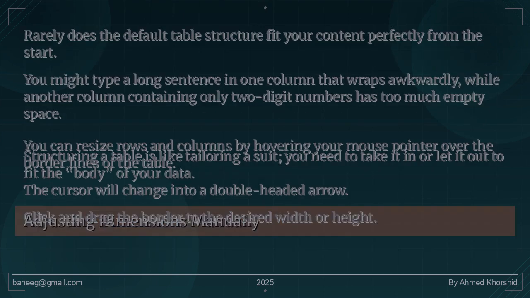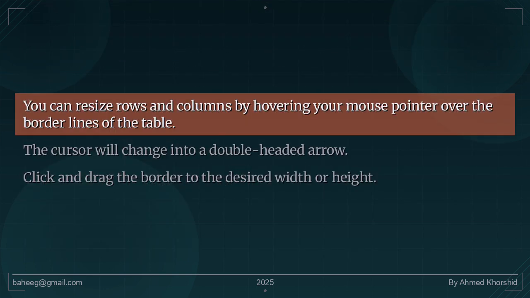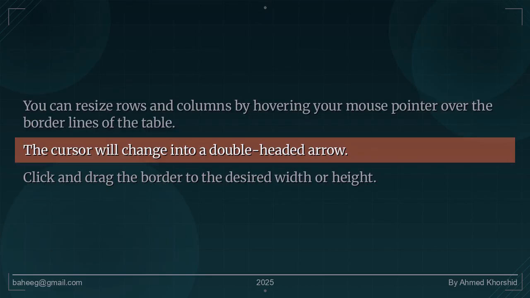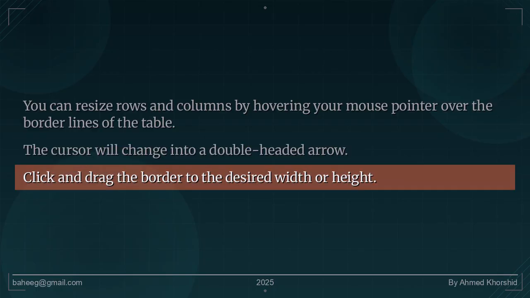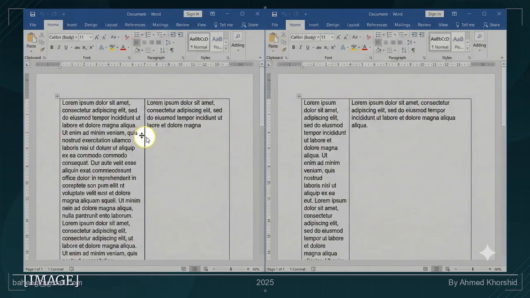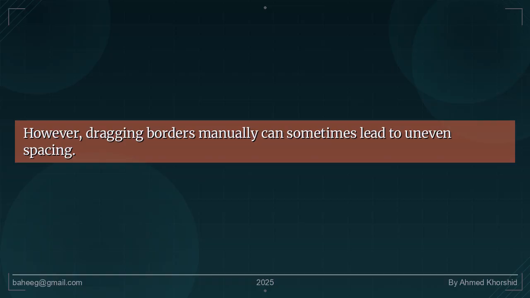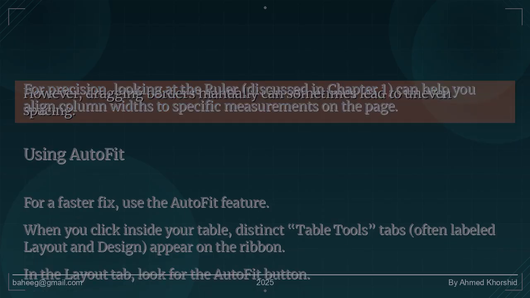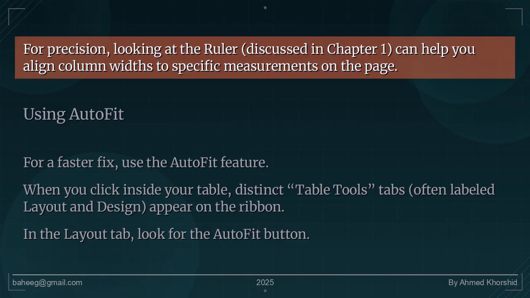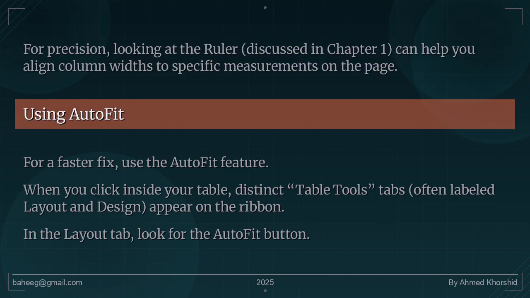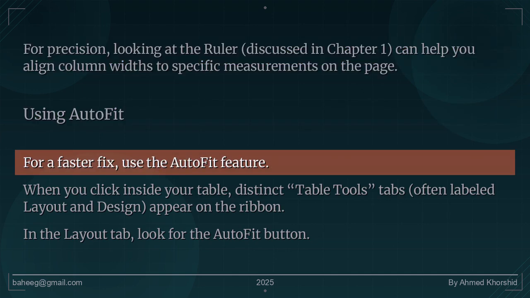Adjusting dimensions manually. You can resize rows and columns by hovering your mouse pointer over the border lines of the table. The cursor will change into a double-headed arrow. Click and drag the border to the desired width or height. However, dragging borders manually can sometimes lead to uneven spacing. For precision, looking at the ruler, discussed in Chapter 1, can help you align column widths to specific measurements on the page.